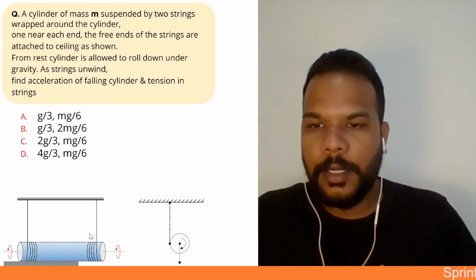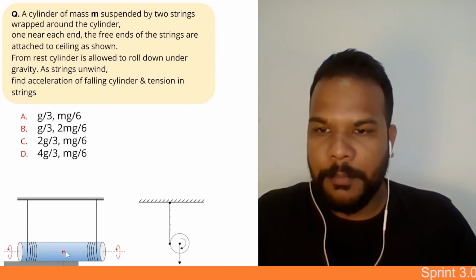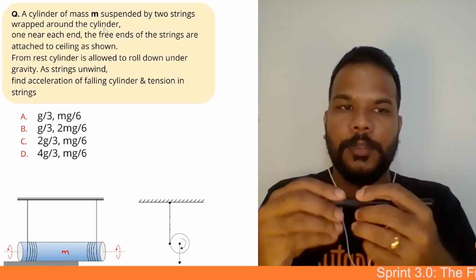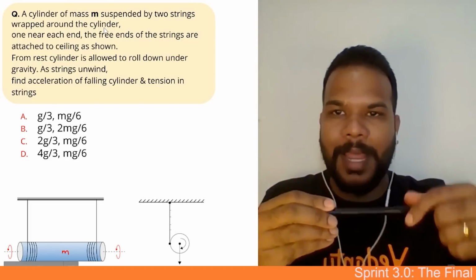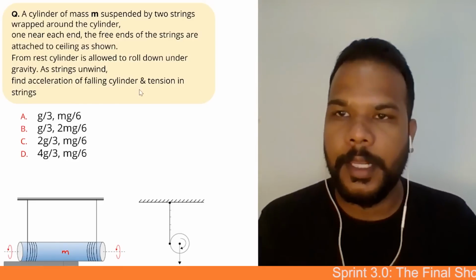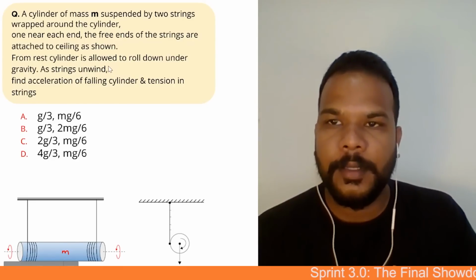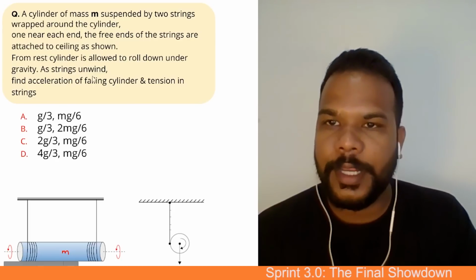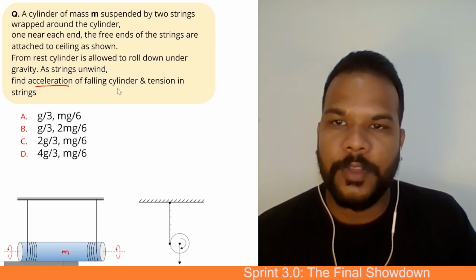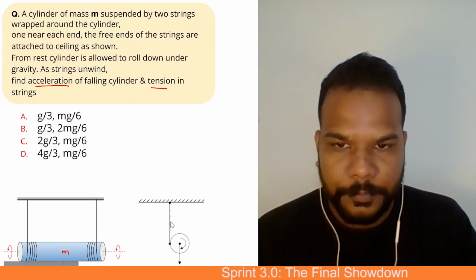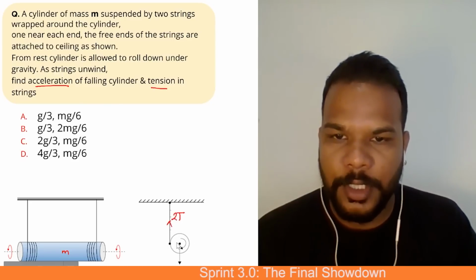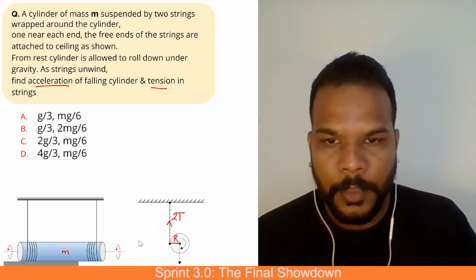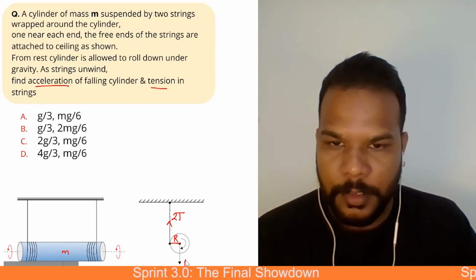So this time a cylinder has a mass m and has been suspended by two strings which are wrapped around the cylinder. So we have wrapped the string around the cylinder and hung it, and then it is released from rest to start to roll downward. As it is coming down, the string is unwinding. We have to find the acceleration of the falling cylinder and the tension in the string. So this is basically 2T tension acting at a distance r and rotating like this, and this is mg.